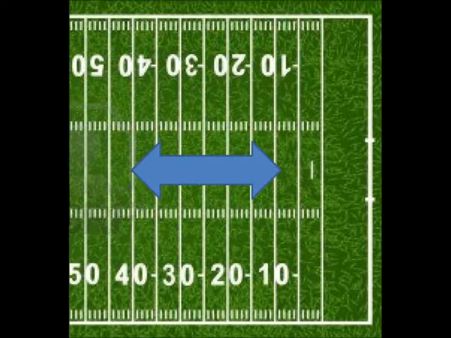The displacement of the ball equals the horizontal velocity of the ball times the time it was in the air. And you can see the displacement was about 30 yards.